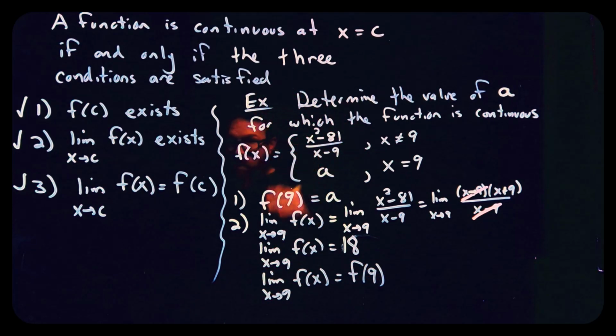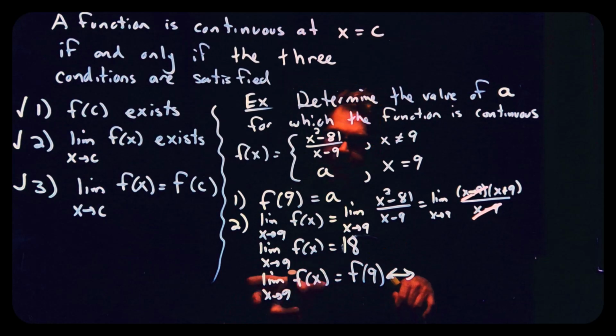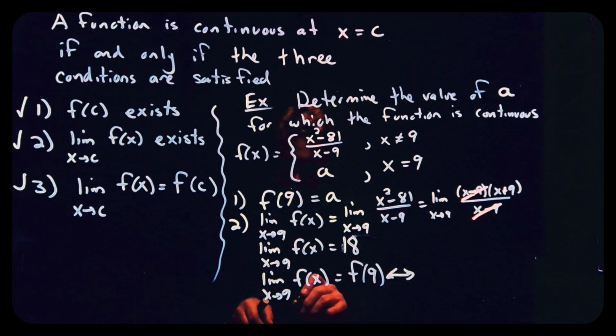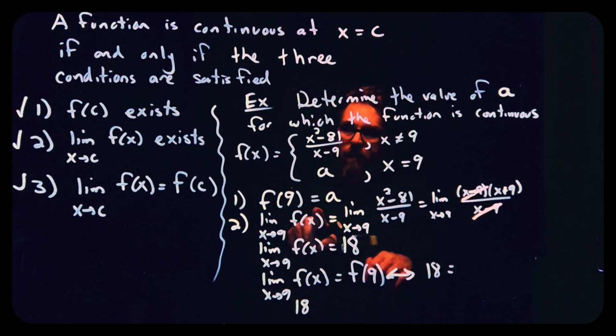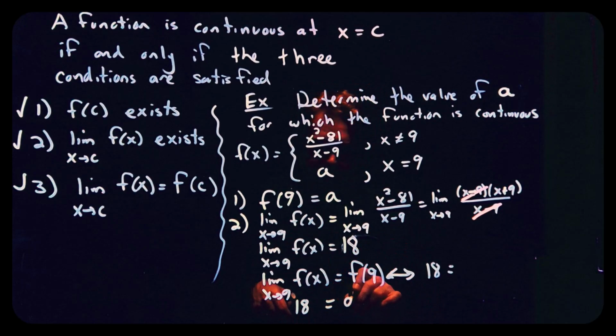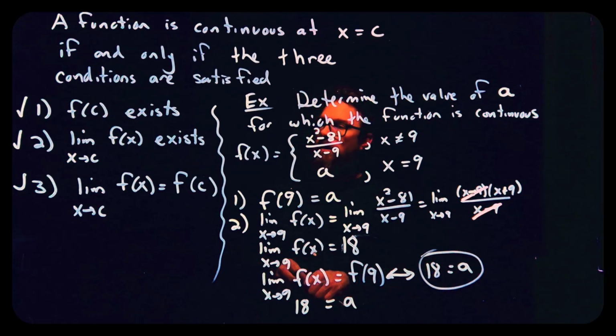And what I know is the limit as x approaches 9. Sorry, I'll do it this way. So the limit as x approaches 9 of f of x is equal to 18. So this side, I'll write it over here in case we can't see it. So that's equal to 18. And f of 9, we did it up here, is equal to a. So this is equal to a. And we just found the a value that'll make this thing continuous.